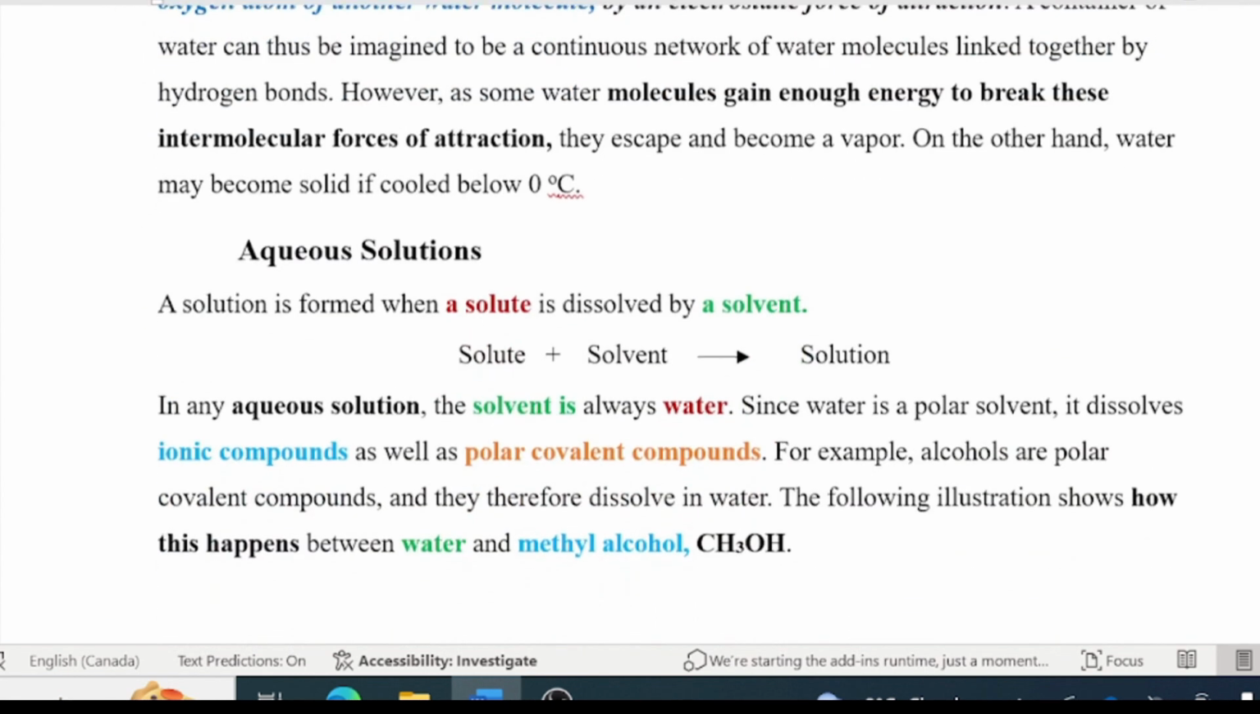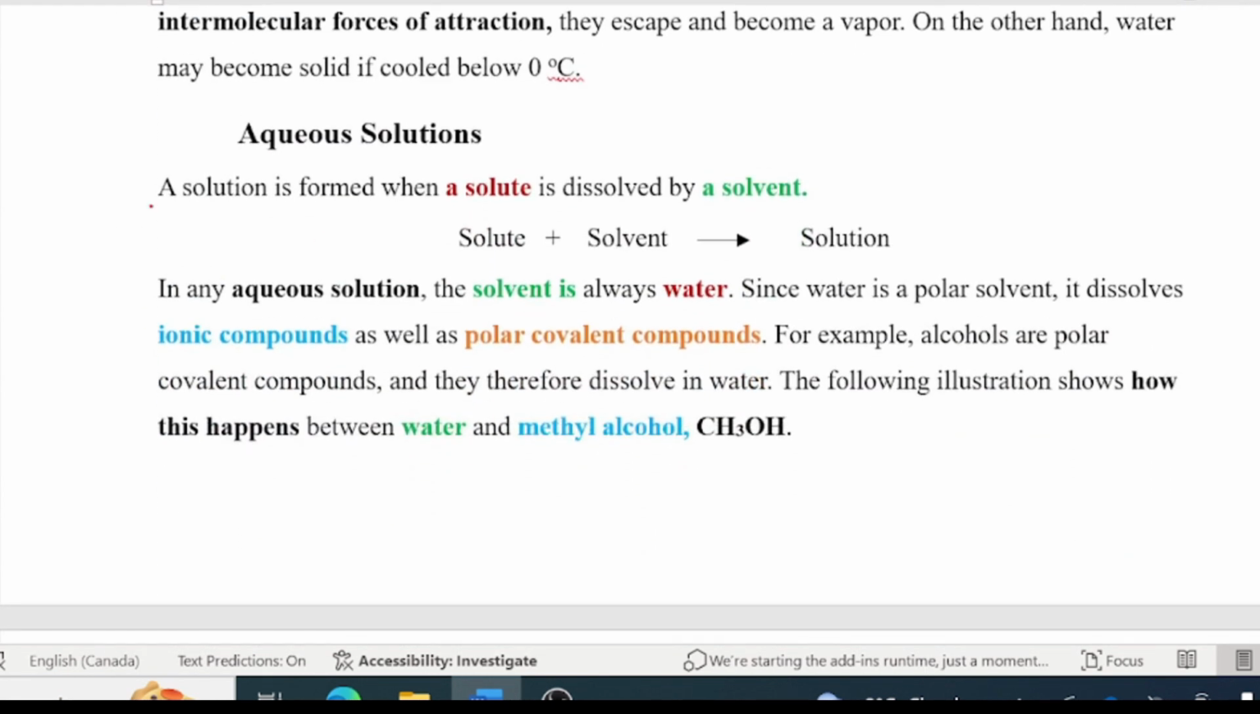So now we're going to talk a little bit about aqueous solutions. A solution is formed when a solute is dissolved by a solvent. So you get what is called a solution here. In aqueous solutions, water is the solvent, and water has the ability to dissolve ionic compounds and also polar covalent compounds.